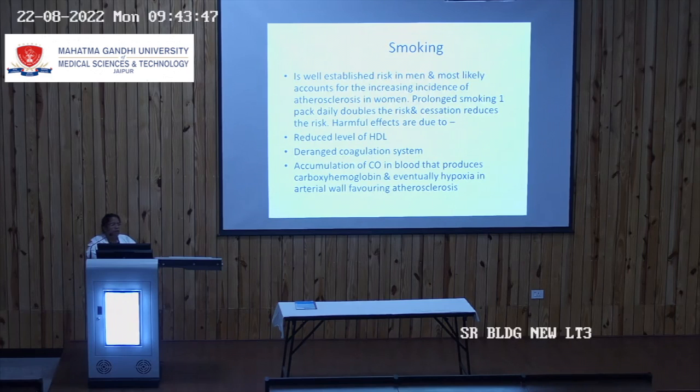And then because of smoking, there is accumulation of carbon monoxide. And carbon monoxide has more affinity for hemoglobin than oxygen. So more of the hemoglobin will be occupied by carbon monoxide and less oxygen will be available to the tissues, resulting in ischemia and necrosis of the endothelium, injury to the endothelium, which will have an effect on the atherosclerosis.